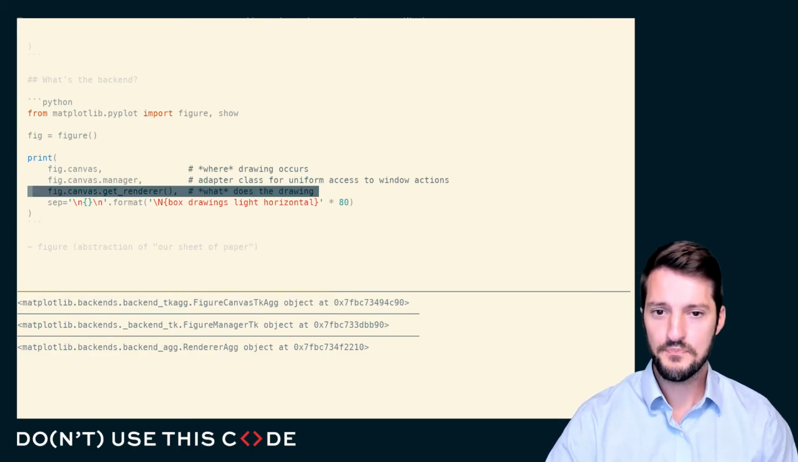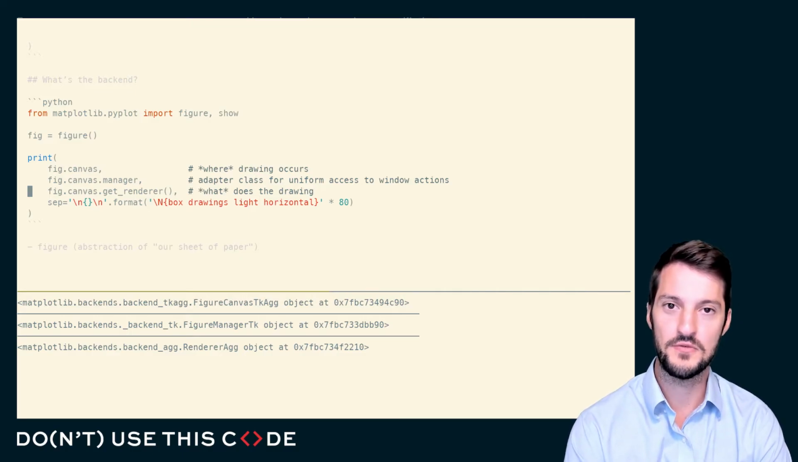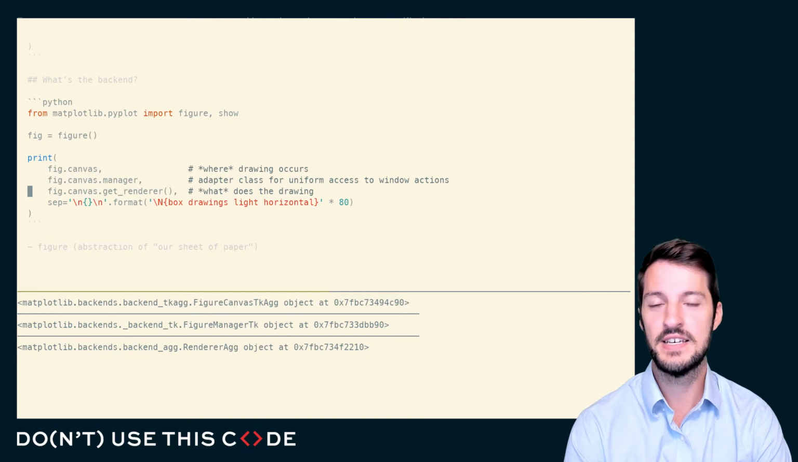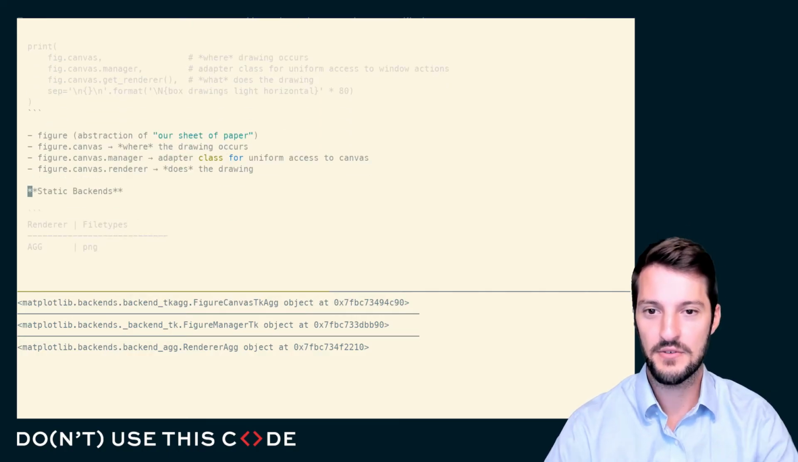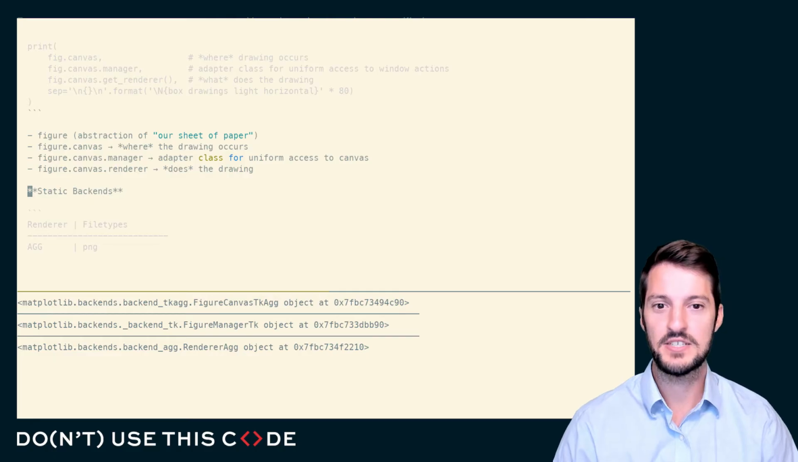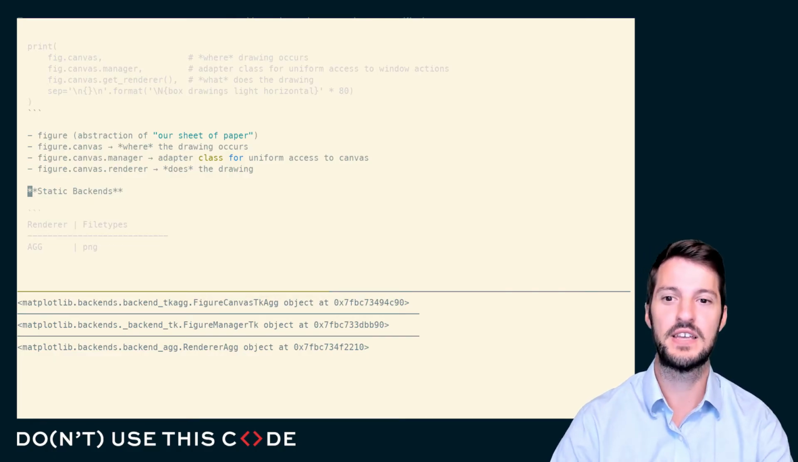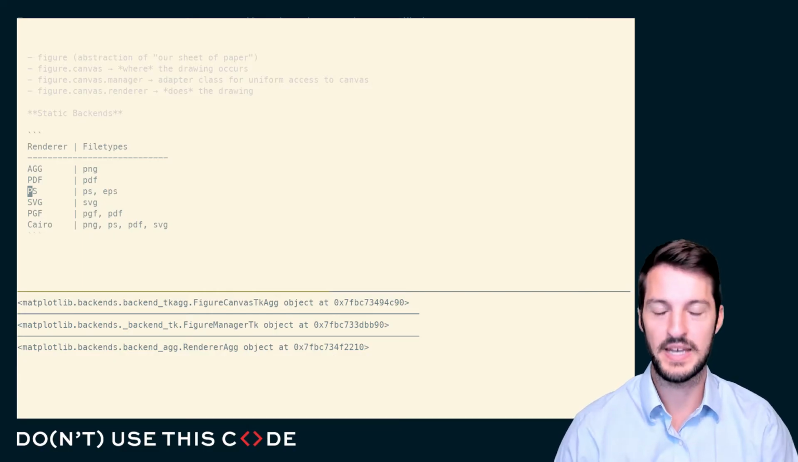Lastly is the renderer. We're not going to talk too much about the renderer today, but it is another abstraction. And this is what's actually in charge of doing the drawing. This takes its commands, it goes through all of your artists, and the artists know how to draw themselves, and then the renderer is what actually is doing the drawing or executing those commands. So we have our canvas, which is where the drawing occurs when you're using Matplotlib interactively. You have the manager, which is an adapter class for uniform access to the canvas, and then we finally have the renderer.